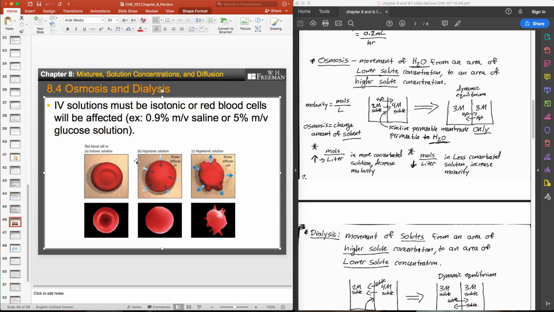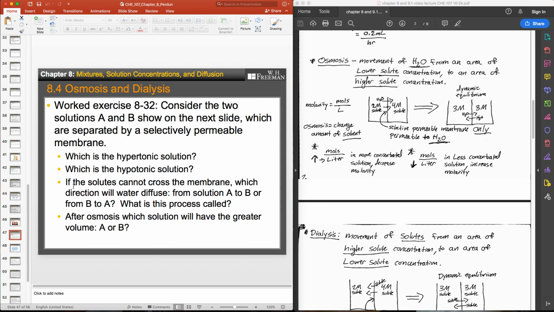Water would go from the inside, from the area of lower solute concentration, to the area of higher solute concentration, which would be this 4% saline solution on the outside, right? So we would see these cells shrivel and shrink and eventually die, because cells don't like to be shrunk up. They like to be healthy. They like to be in an isotonic solution, okay?